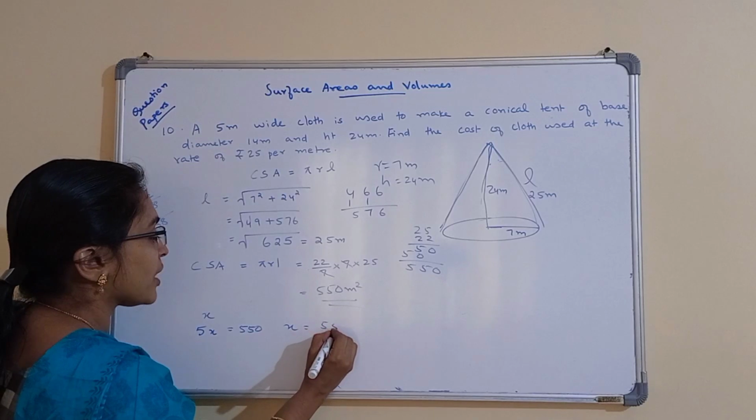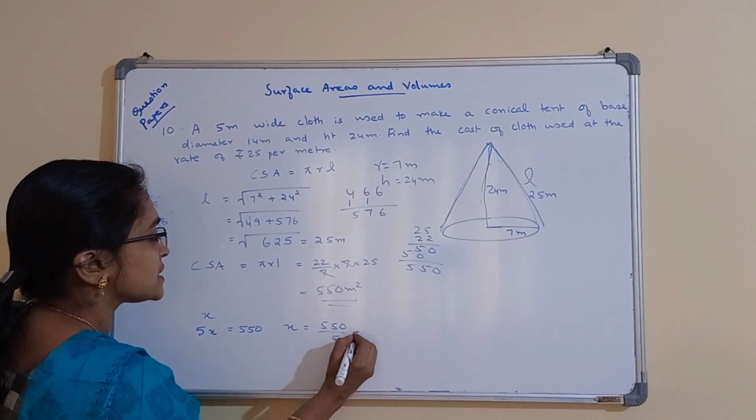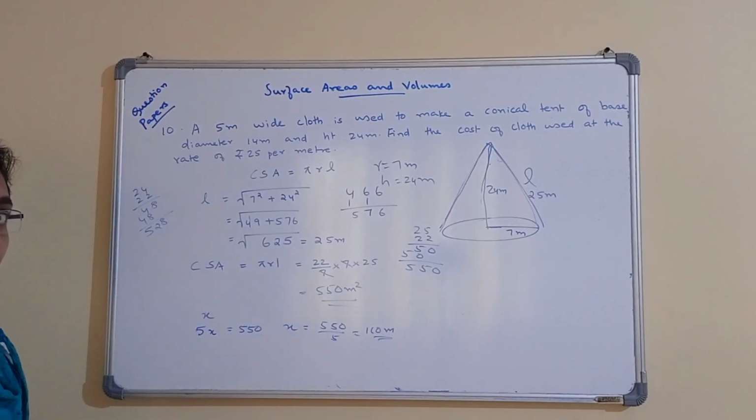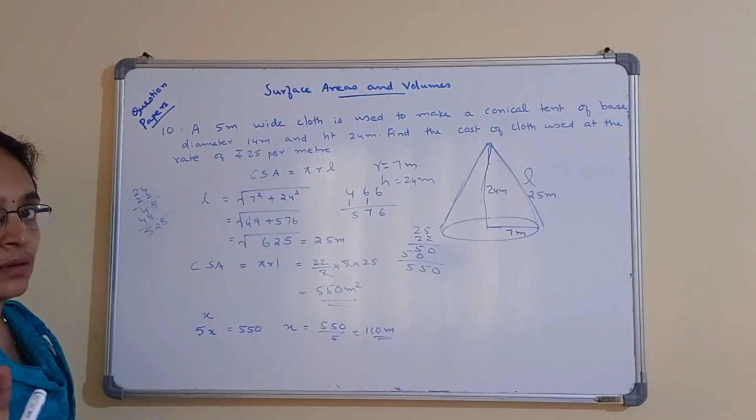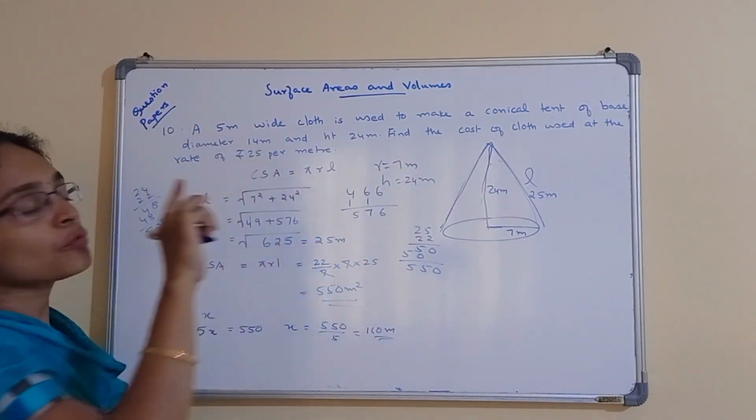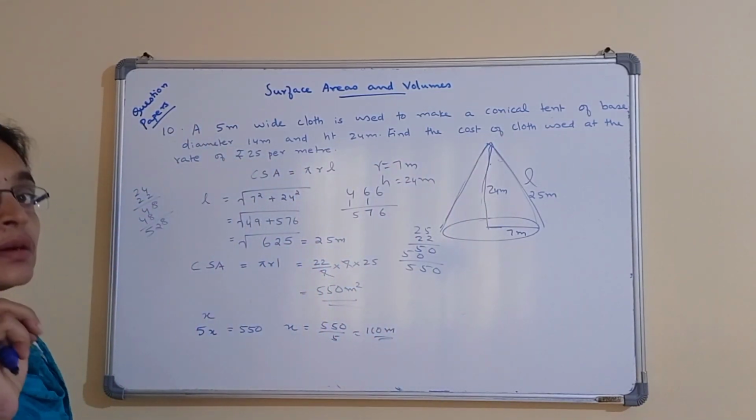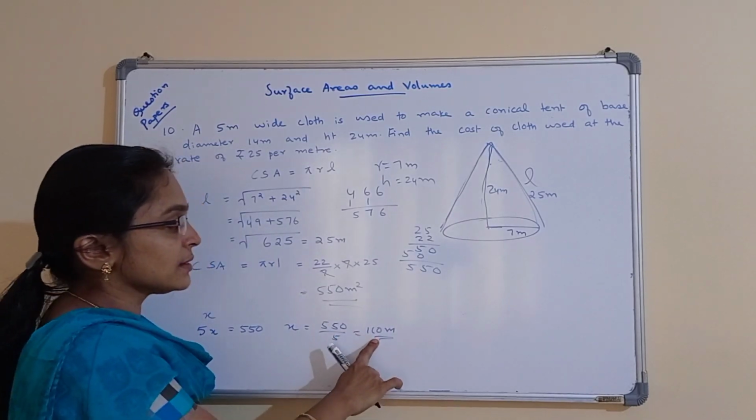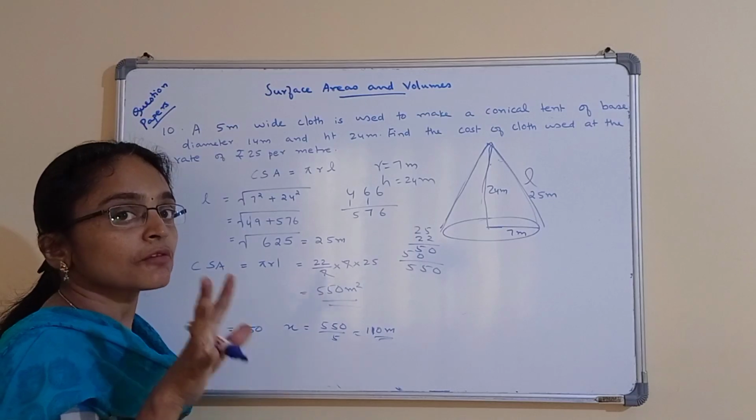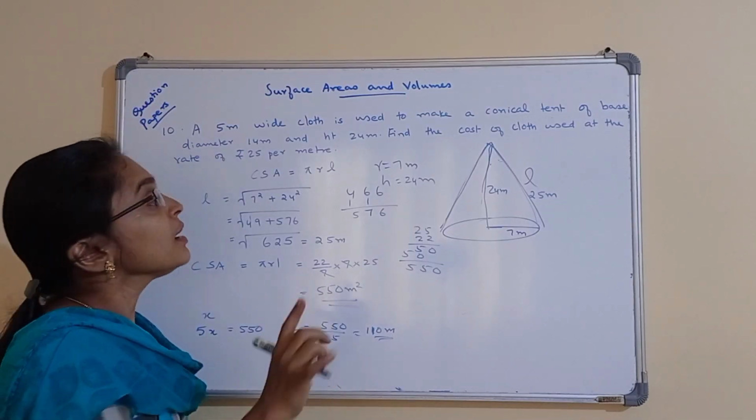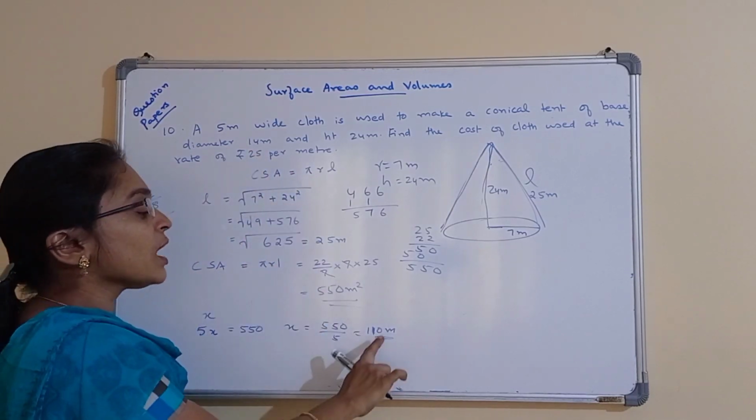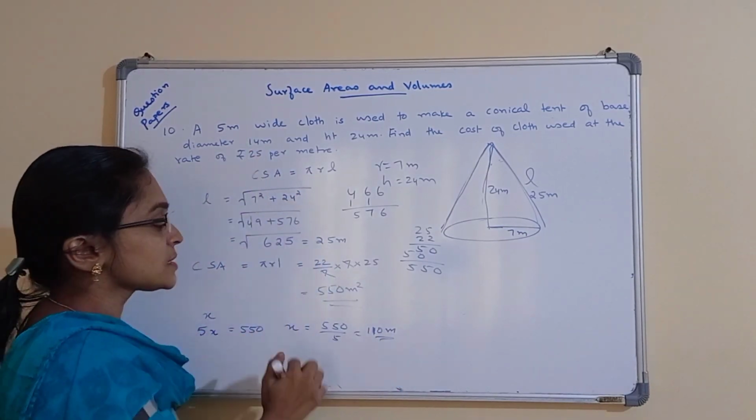X equal to 550 by 5, which is equal to 110 meter. So the length of the cloth required is 110 meter. Now find the cost of cloth used at the rate of 25 rupees per meter. For 1 meter the cost is 25 rupees. So for 110 meters, what is the cost?